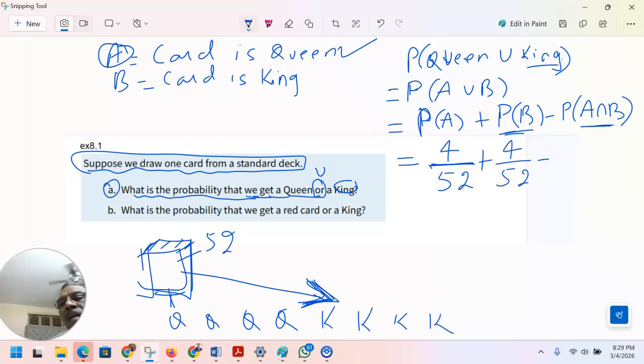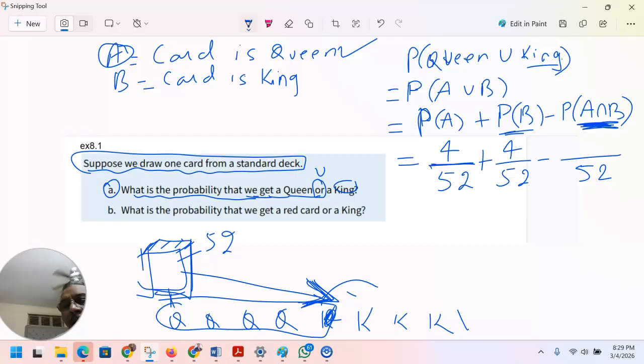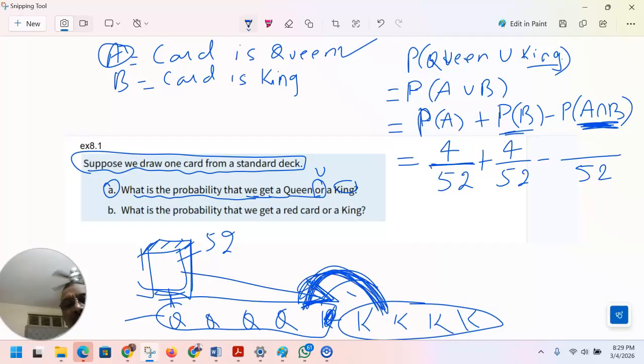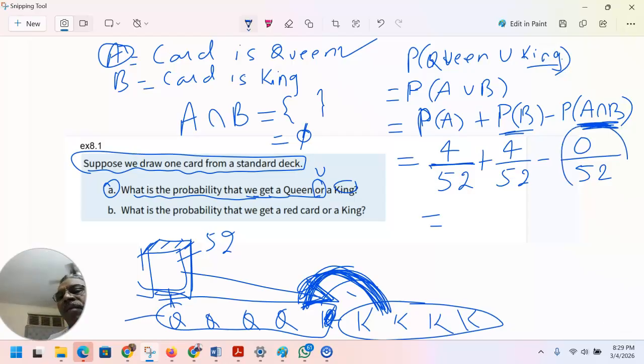But I also have to write the probability that a card is both queen and king. Can a card be king and a queen? No. Queen is separate, king is separate, so these are disjoint, or mutually exclusive. There is nothing common between A and B. It is like the empty set, a circle with a bar through it. There are no cards, so it is zero. This whole thing will become zero.